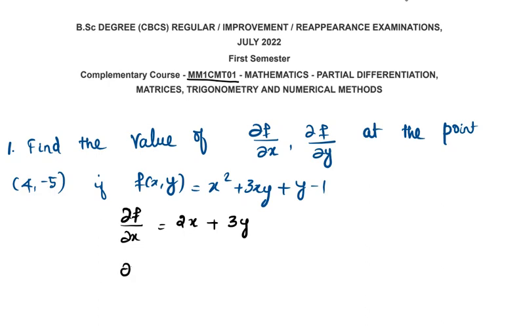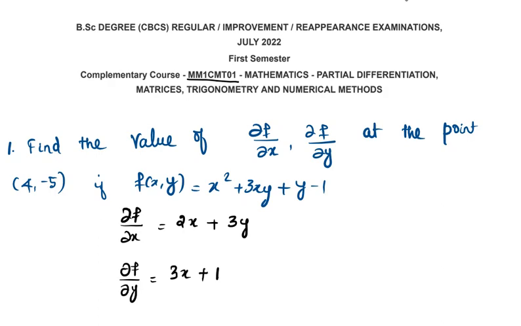At the same time we will find dou f by dou y. So what will be the answer here? Now we will differentiate with respect to y. So here x squared, the first term, doesn't have any y term, so it will become 0. So we won't take this part. And the second term we have 3xy, and differentiating partially with respect to y, this will become 3x. Then coming to the next term, we have y. So when differentiating y, we will get 1 and the constant term will become 0.